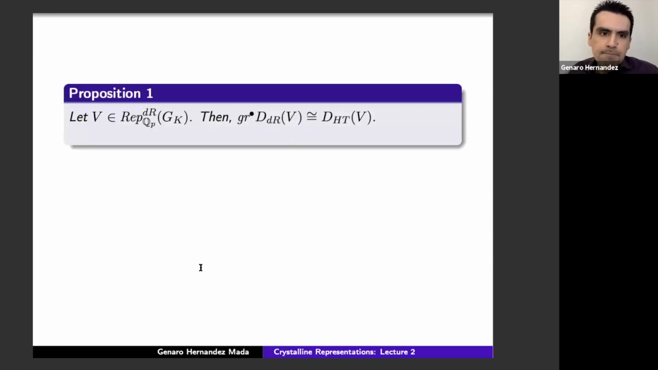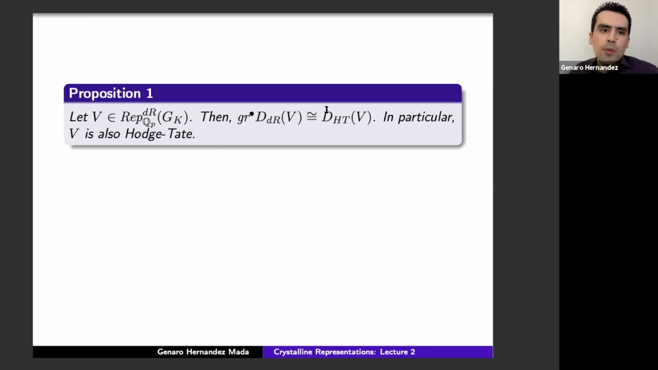And we have this other property. If I take the de Rham representation and I take the graded algebra of the Dieudonné module, I get the Dieudonné module, the Hodge-Tate one that Rogelio defined in his course.